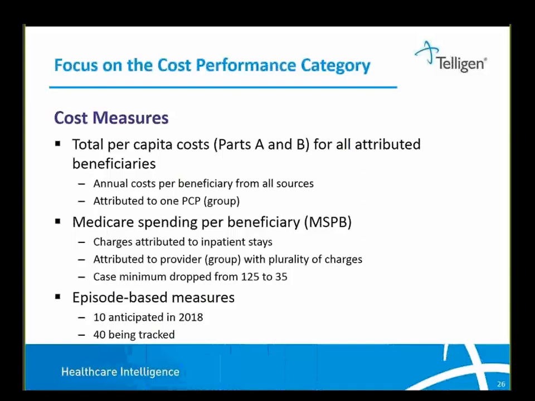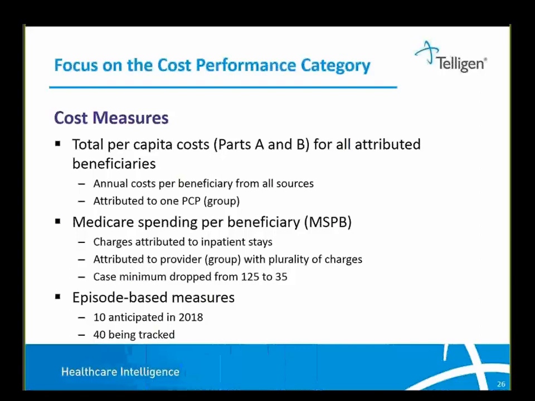Okay, so let's talk about the Medicare spending per beneficiary. This has been around a while too. It includes the charges attributed to the inpatient stays for the beneficiaries that are attributed to a provider or group with a plurality of the inpatient charges. Now, this is not just a primary care provider. This is where the specialist may see some significant changes because most often it's not the primary care provider that's going to be seeing the inpatient stays. Also with the MSPB, the case minimum dropped from 125 to 35 for them to evaluate.